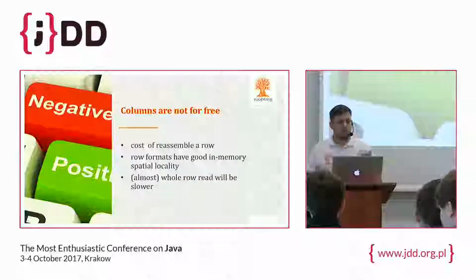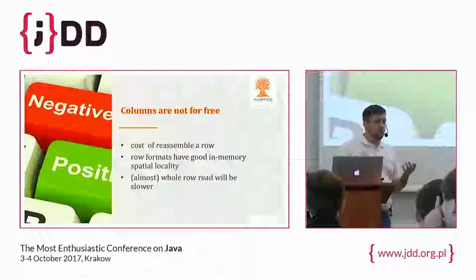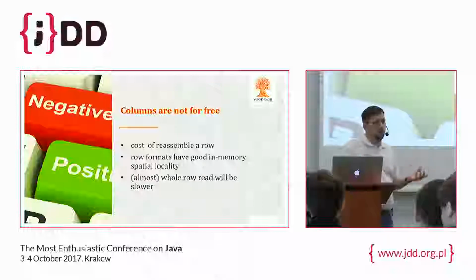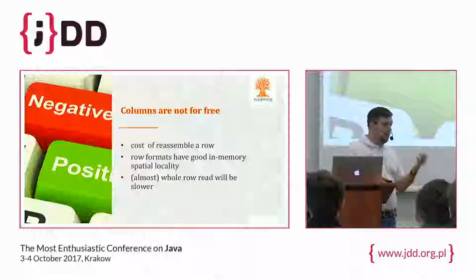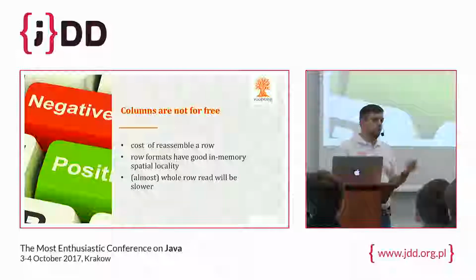But columns are not for free. First of all, at the end, you need to recreate these rows, because in all applications, the way people treat our data is usually as rows, so the materialization of the row needs to be done. And that is quite a common problem, and MongoDB right now is working hard to postpone, as far as they can, this process of rematerialization.